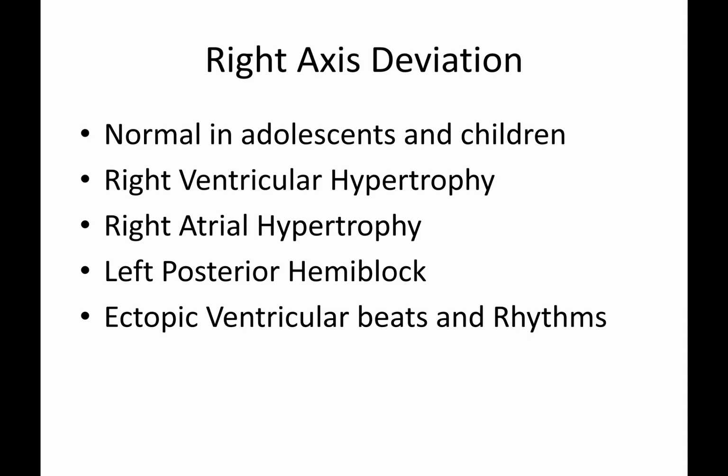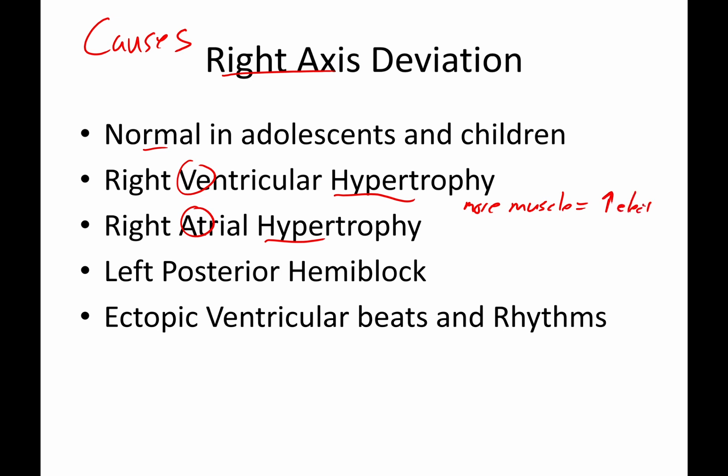Wrapping things up, because that's that big question that goes with all of this, is why is it happening in the first place, or what are the causes for it? Well, right axis deviation causes include, well, it's normal for a small population of people, but more often it is the hypertrophy, either ventricular or atrial. That makes sense. More muscle equals increased electricity, hence the more pull that direction.